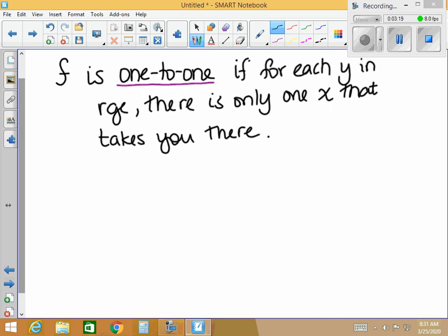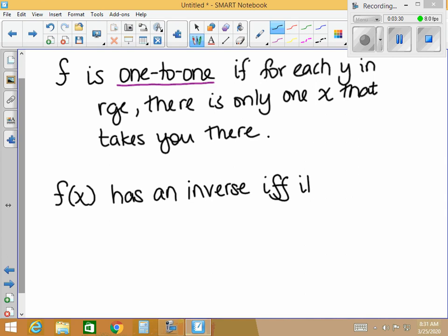So the next thing that we'll say is f of x has an inverse if and only if it is one-to-one. A function has an inverse if and only if it is one-to-one. Yes, I know I wrote the word if with two f's there. When I write that, and we're going to start seeing this a lot in chapter 4, it means if and only if.